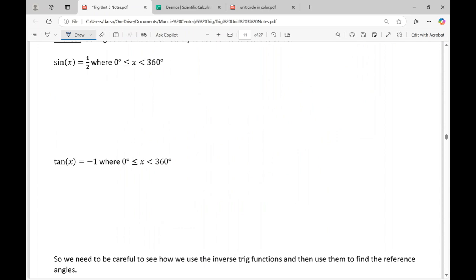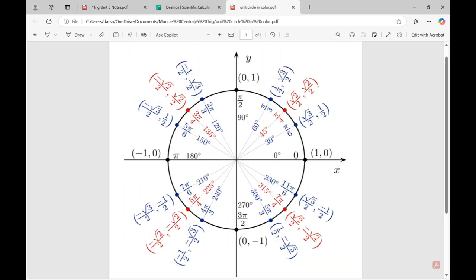Now, I'm going to start this problem by using the unit circle. So let's go to the unit circle. Where is sine 1/2 between 0 and 360 degrees? So we can see that that happens at pi over 6 and 5 pi over 6 in radians, but we're going to use degrees today. So the answer to this question is going to be 30 degrees and 150 degrees.